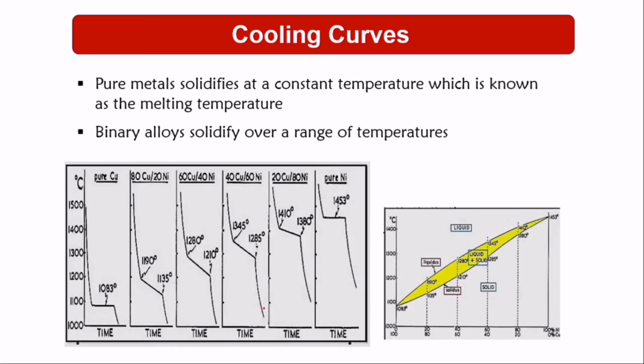Now when you combine cooling curves together, we get a phase diagram. So this is a cooling curve for pure copper, and this is copper 80% and nickel 20%, then 60% and 40%, and so on. When you put all of them together, you get what? The phase diagram. This cooling curve is very simple. You can go over it again when you watch lecture 1, where I explain how to produce the cooling curves.